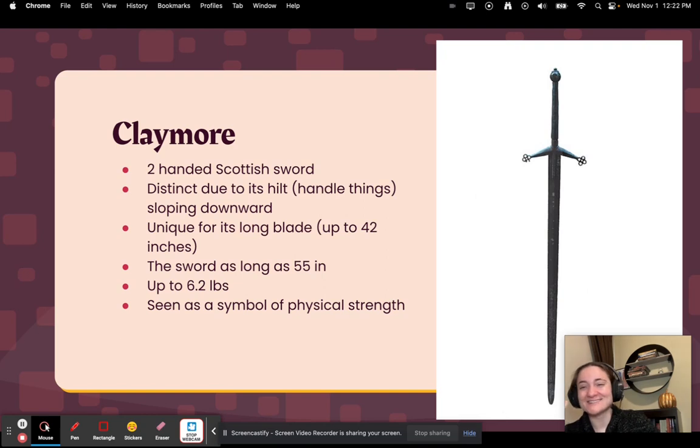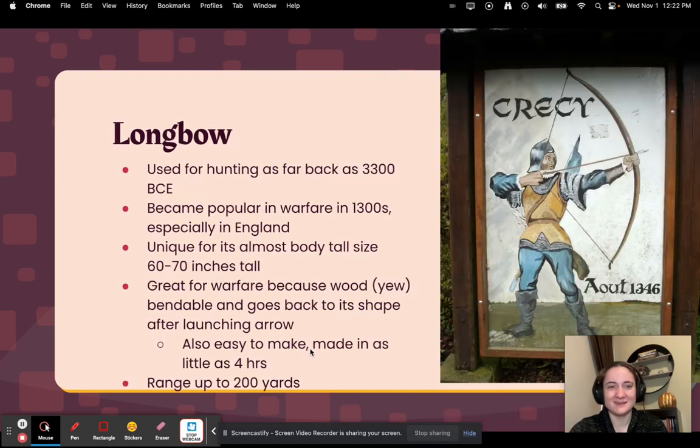I mean, think of that. That's crazy. That's taller than, I think, is that taller than me? I don't know. I can't think math right now. I'm so sorry. It could also weigh up to 6.2 pounds, which doesn't seem like a lot, but remember, you have to swing that thing around in order to fight your enemies. And it was seen as a symbol of physical strength.